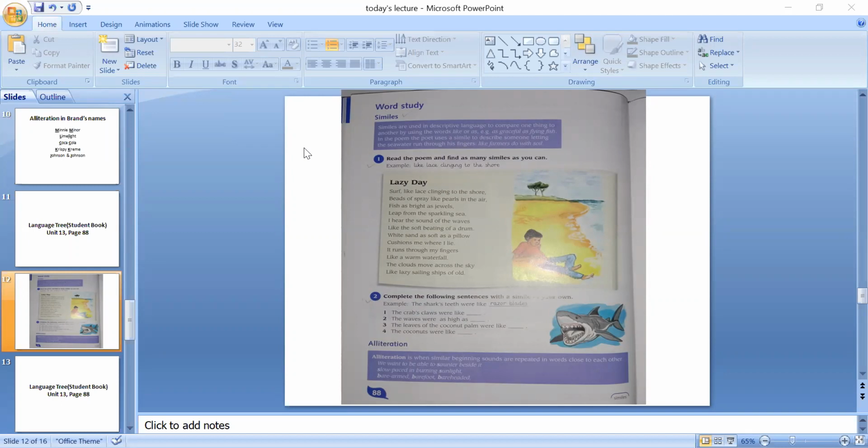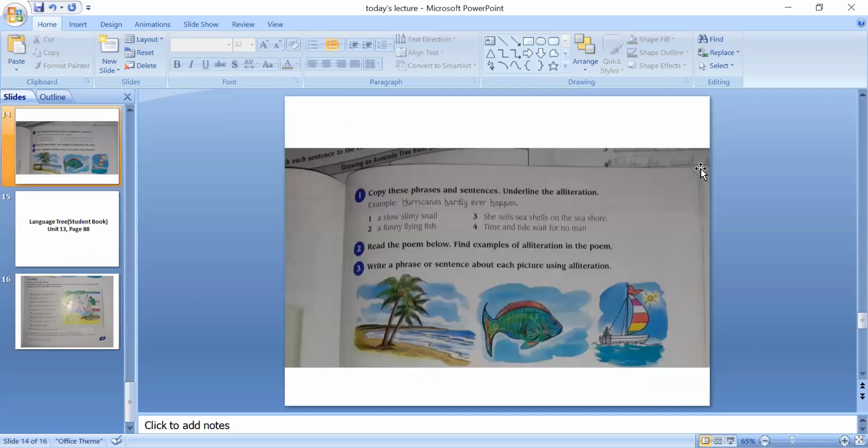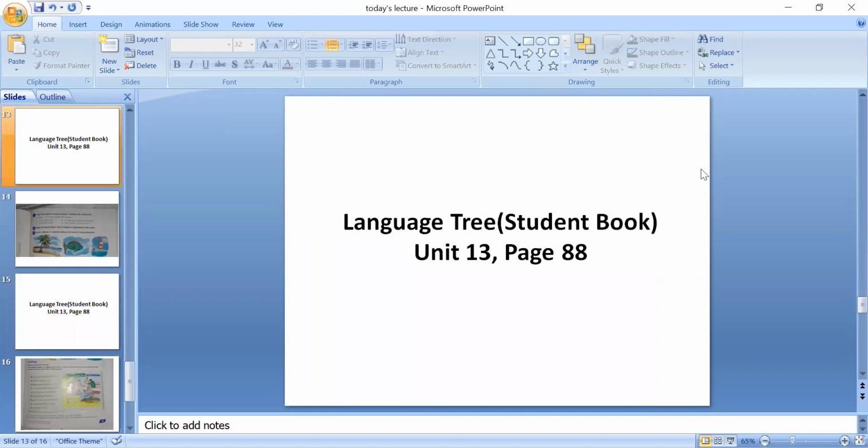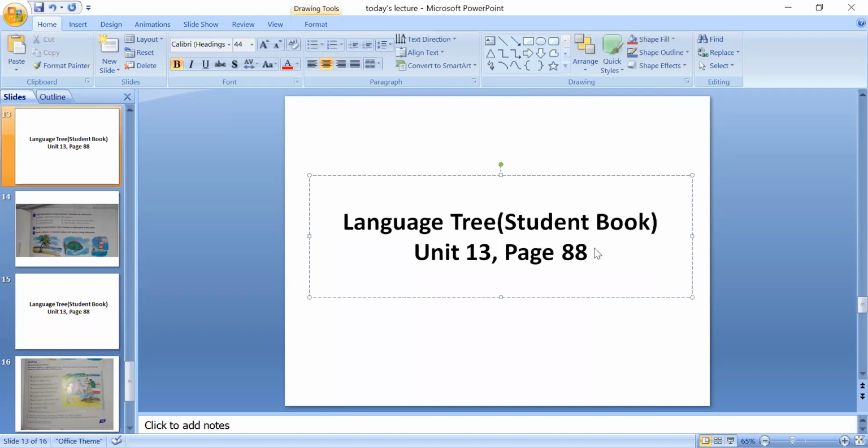Okay, now look at the next page. Hurry up, students, time is short. Next page. Yes, this one. It's page 89. Language Tree, student book, Unit 13, page 89.